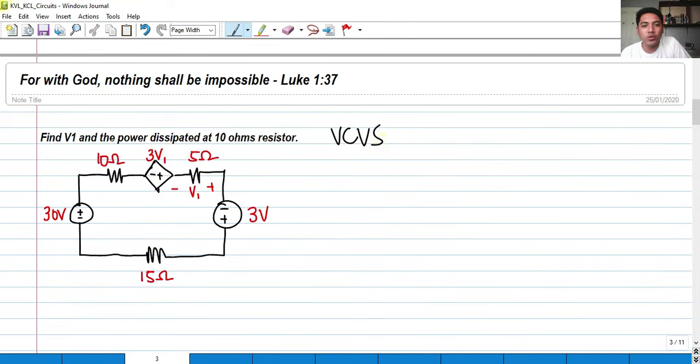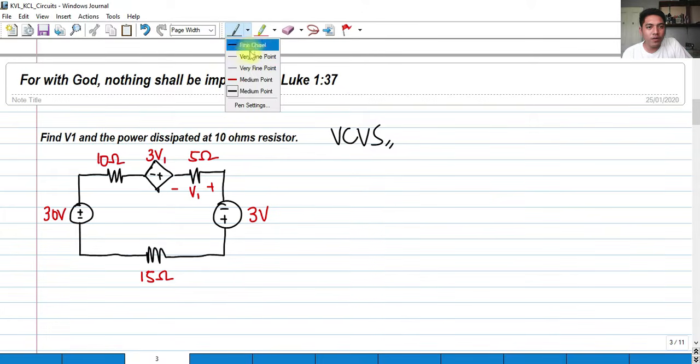So we have a voltage-controlled voltage source. The voltage that this supplies in the circuit is 3 times the voltage here at the 5 ohms. So that's what 3V sub 1 means. And we have here 3 volts and we have 15 ohms.